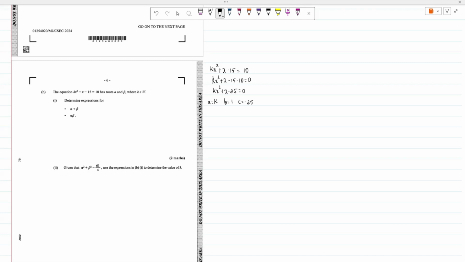Since alpha and beta are the roots, we know that the sum of the roots for any quadratic is minus b over a, which is minus 1 over k. And alpha beta is equal to c over a, which is minus 25 over k. Cool. Easy marks. This is B part 1.